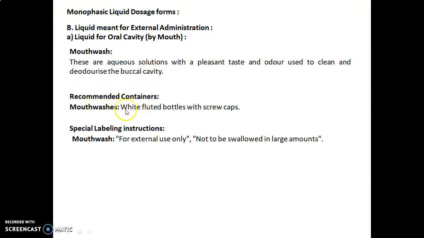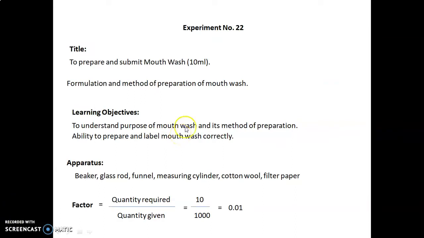Recommended containers for mouthwashes are white fluted bottles with screw caps, and the special labeling instruction for mouthwash is for external use only and not to be swallowed in large amounts. In the next session we will see the experiment. So now let's discuss experiment number 22. The title of today's experiment is to prepare and submit mouthwash 10 ml.